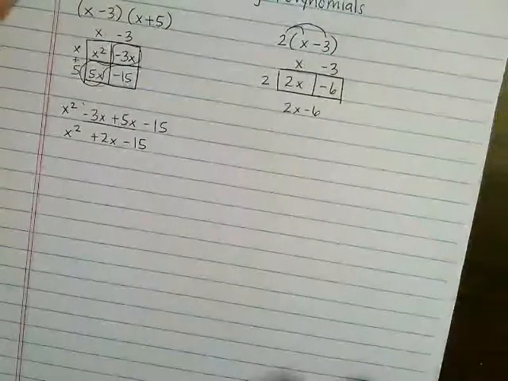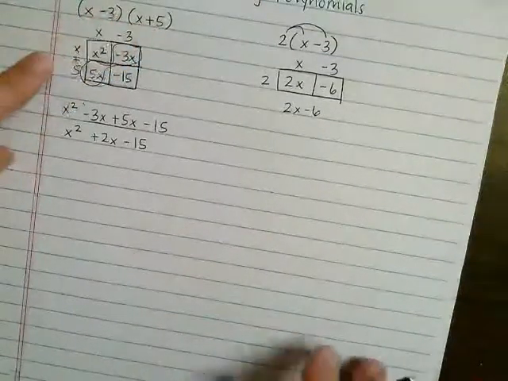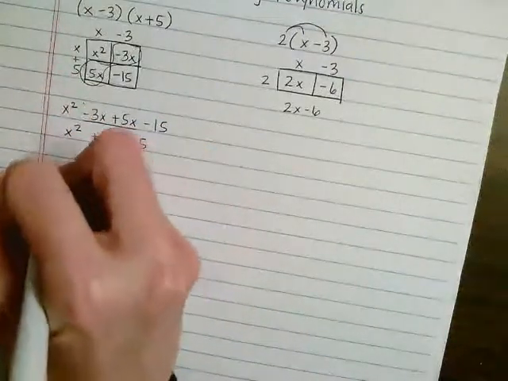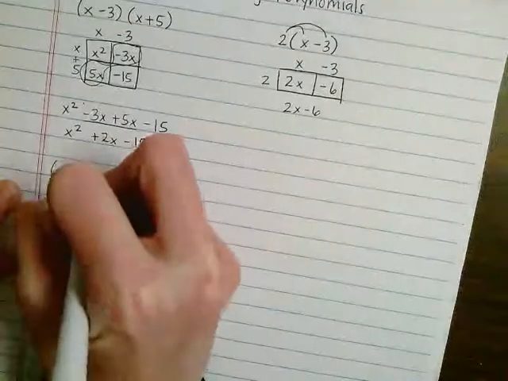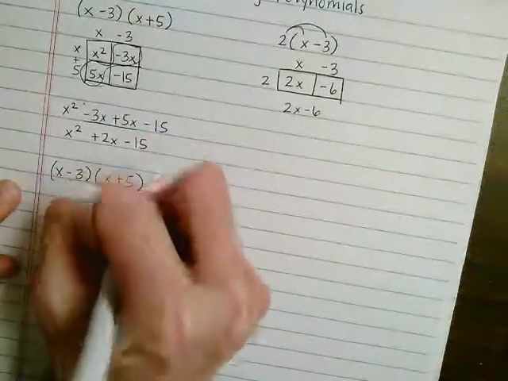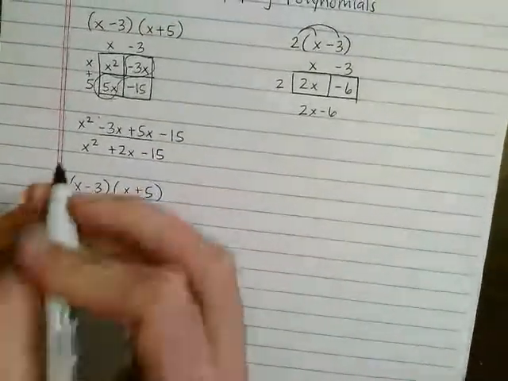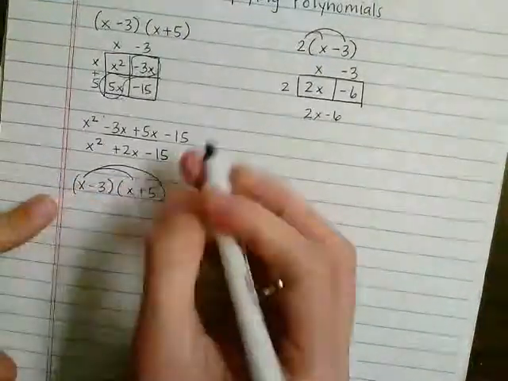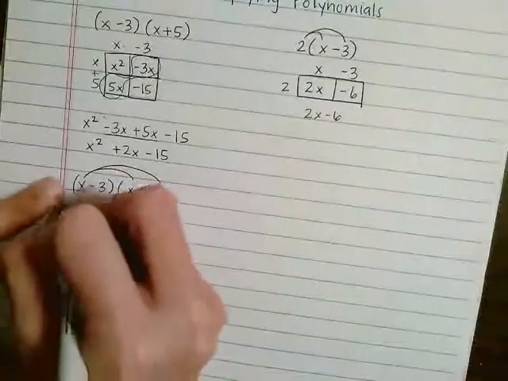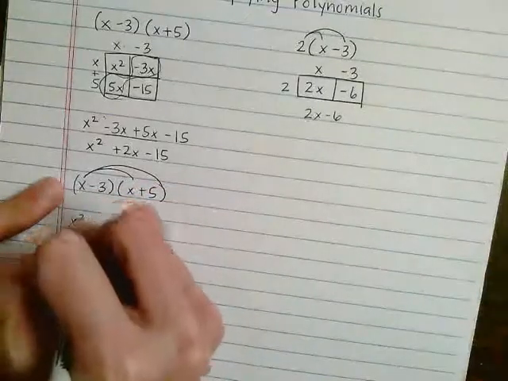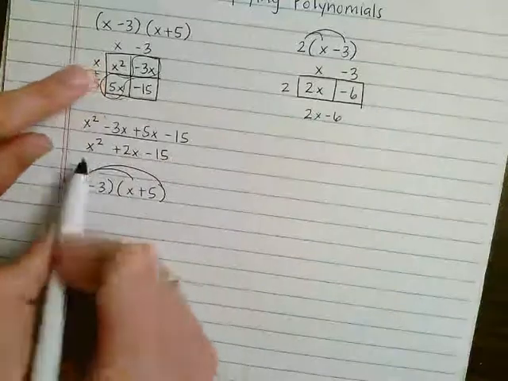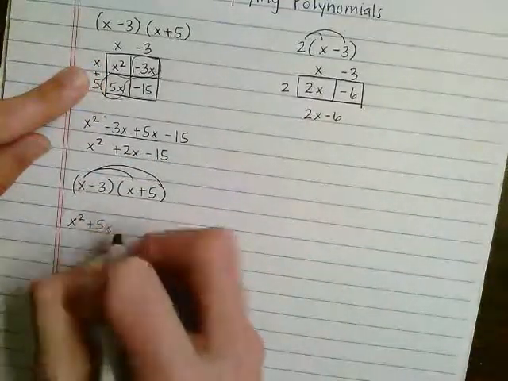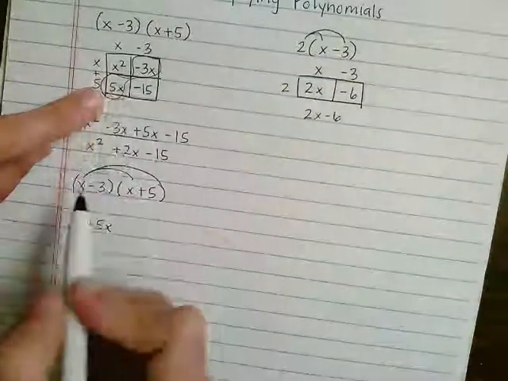I want us to do it algebraically. So this is using a box model. I want to look at doing it algebraically. So x minus 3 times x plus 5. What you're going to do first is distribute this x to both terms over here. So x times x is x squared, and notice you have the same thing right here. And then x times 5 is 5x, which is the same thing right here.